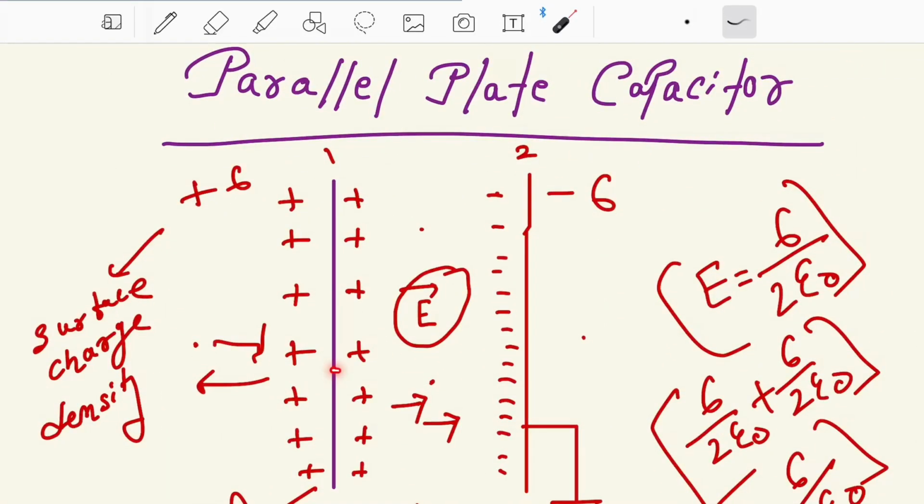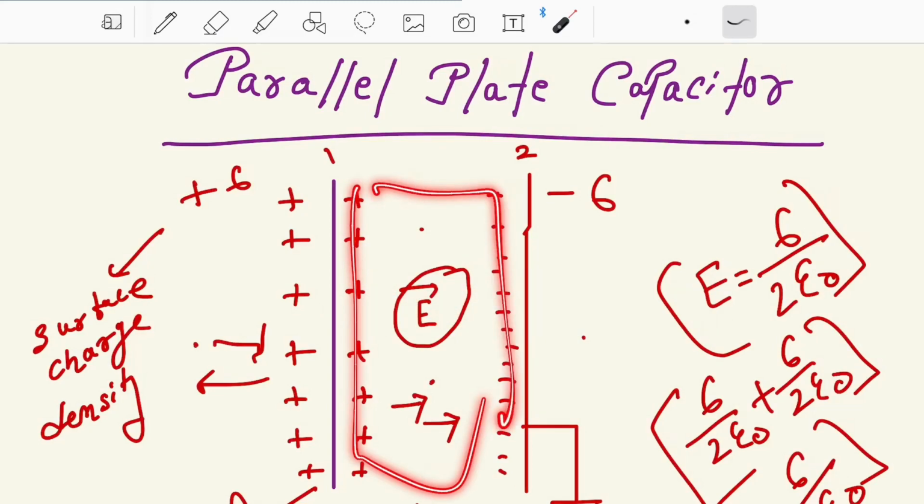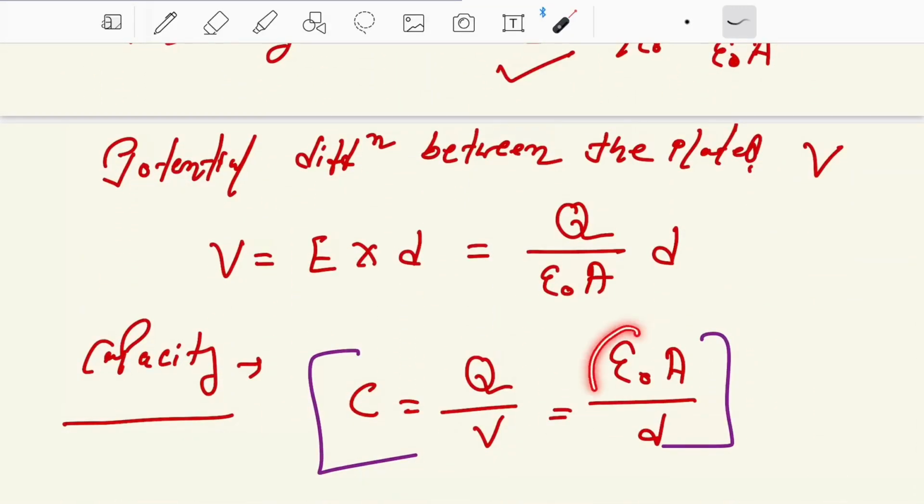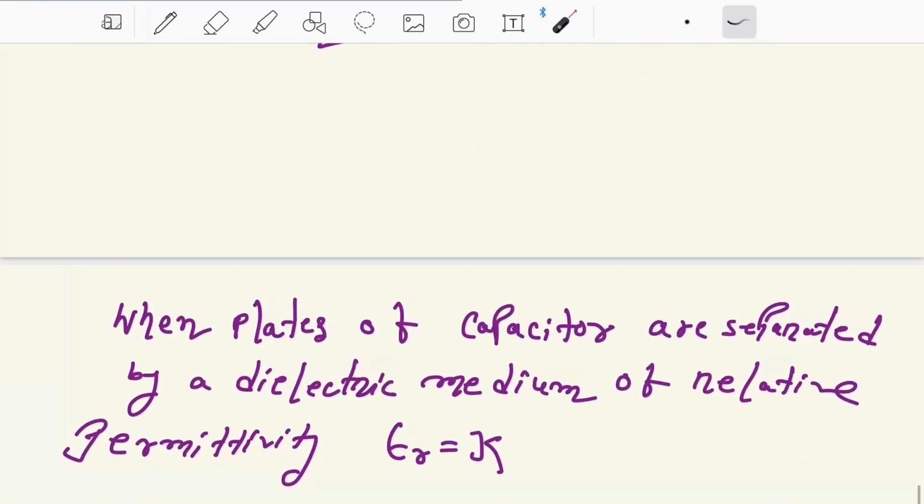Okay, now the most important thing is that inside the conductor there is a vacuum, there is no other medium. Now if I place some dielectric medium inside the plates, then the capacitance will change, because capacitance directly depends on the nature of the material. Okay, so then you have to use a different concept.